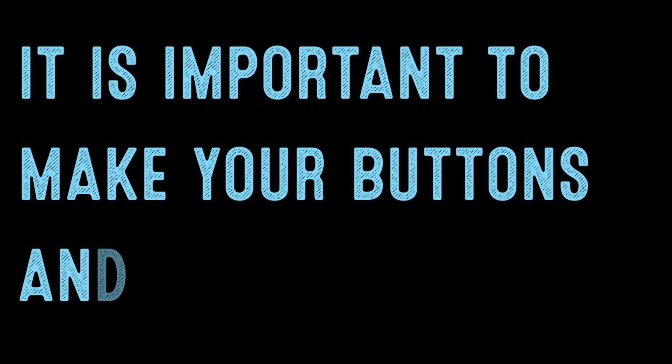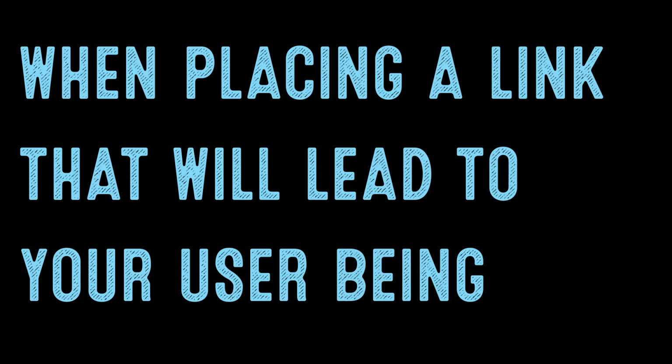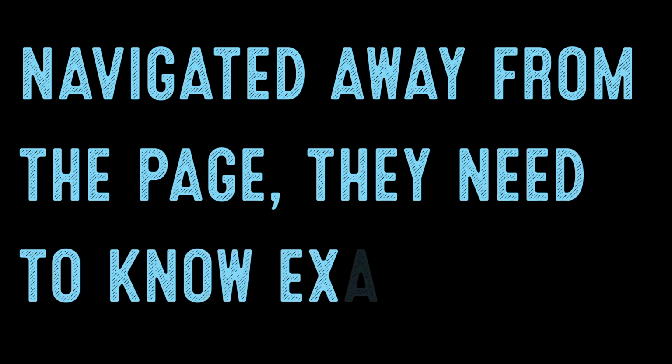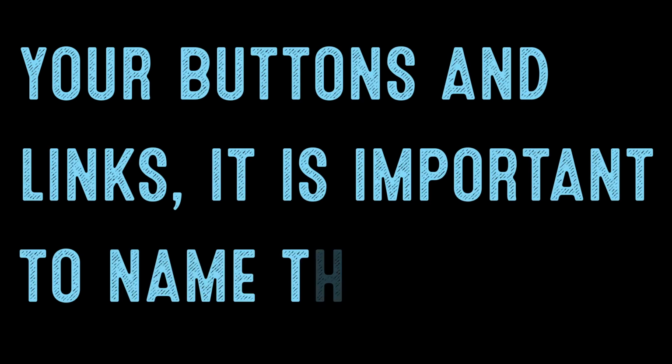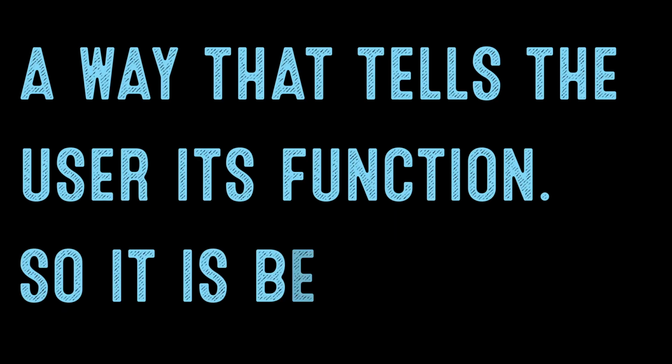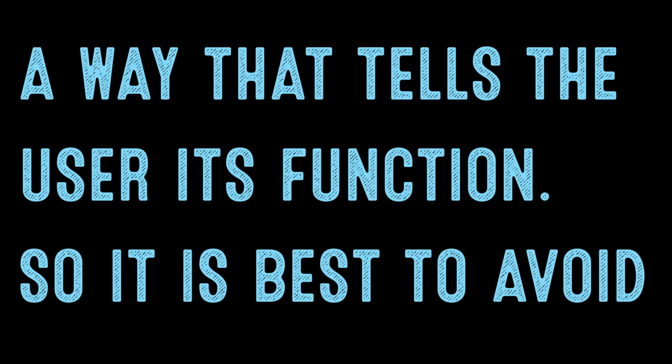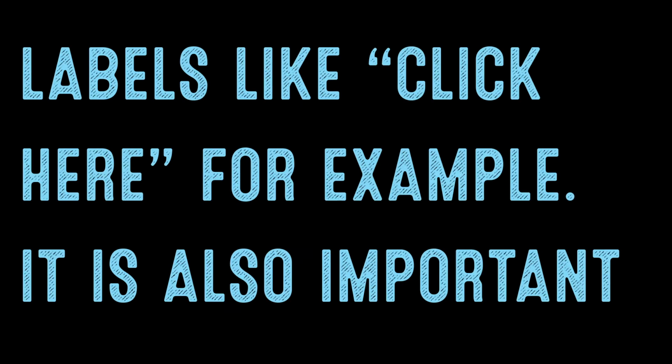It is important to make your buttons and links accessible. When placing a link that will lead to your user being navigated away from the page, they need to know exactly what activating the link or button will do. So when creating your buttons and links, it is important to name them in a way that tells the user its function. So it is best to avoid labels like "click here," for example.